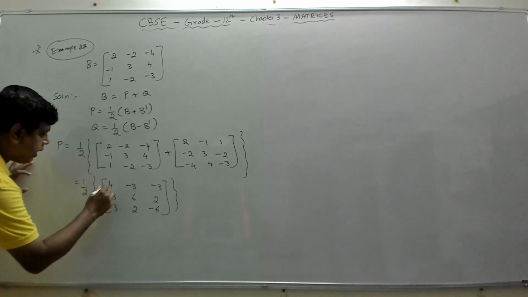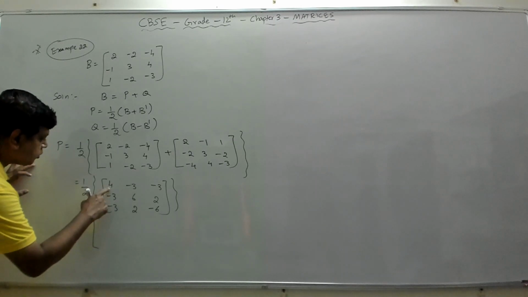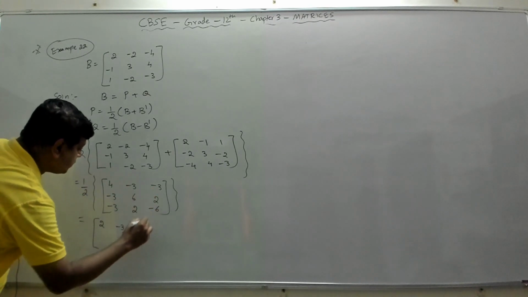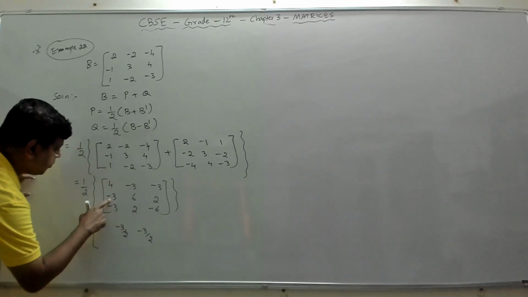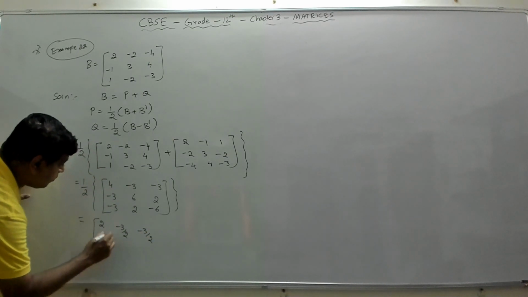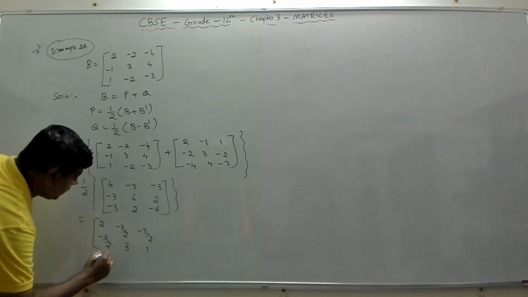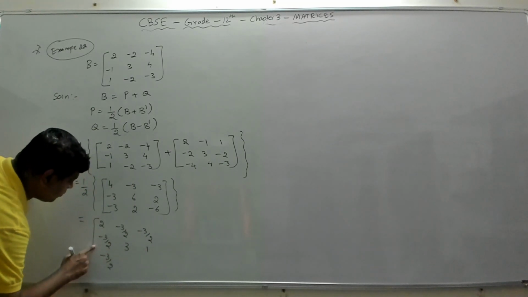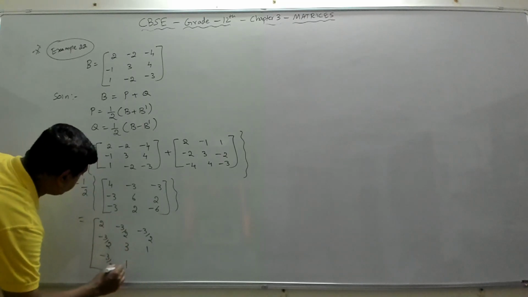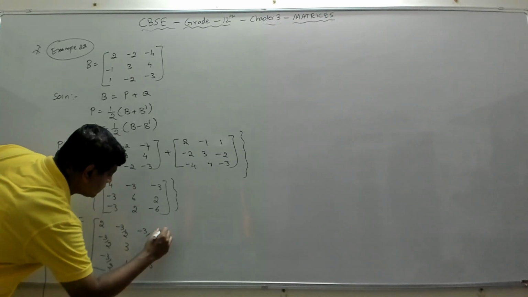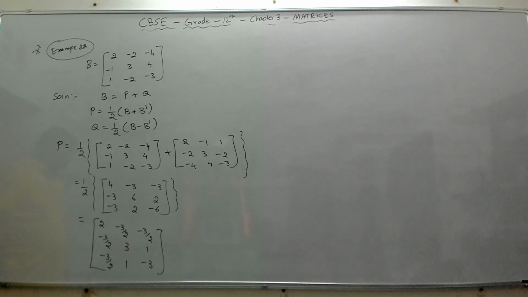Now we should divide each element by 2. So 4 by 2 is 2. This is minus 3 by 2, and this is also minus 3 by 2. Then minus 3 by 2. Then again 6 by 2 is 3. 2 by 2 is 1. Then minus 3 by 2. Then 2 by 2 is 1. Then 1 by 2 into minus 6 is minus 3. Fine. This is your P.